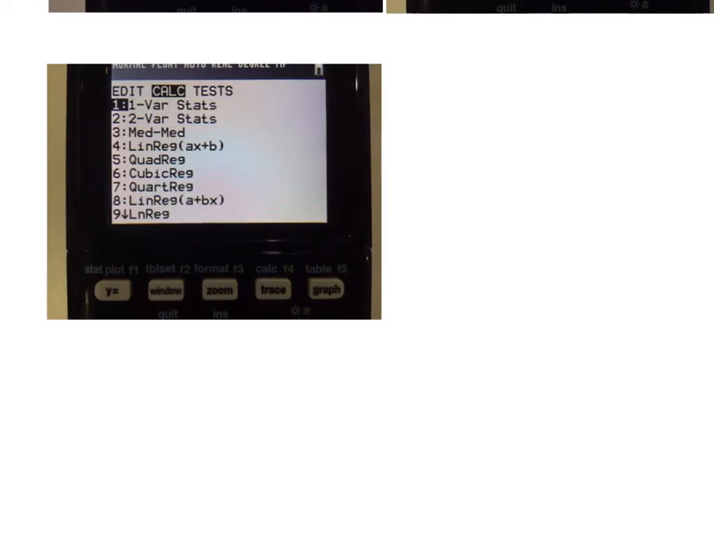At this point, let's run the one variable statistics and see how close the mean and the median are to each other. So I'm going to quit out of this, second quit, and I'm going to go back to stat, this time calc, and one variable statistics, which is that first option on the list. My data is in list 1. We do not have a frequency list. And let's see what we've got.